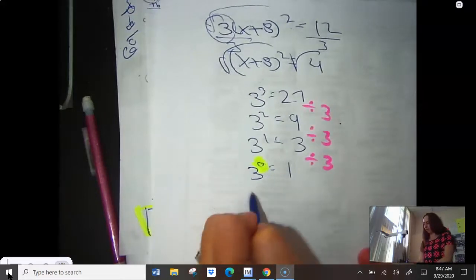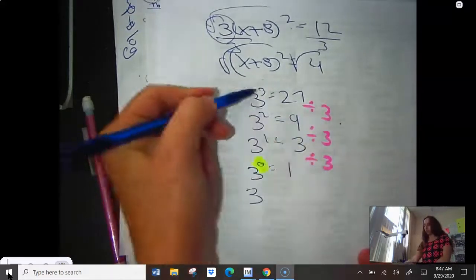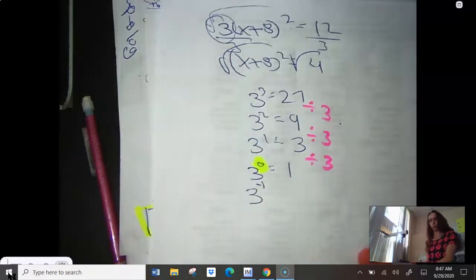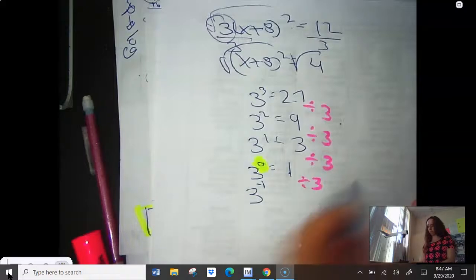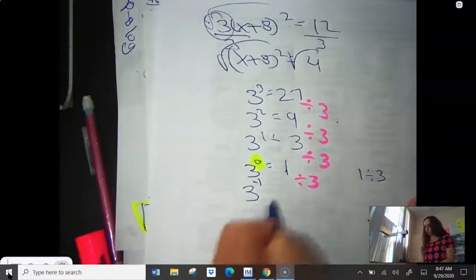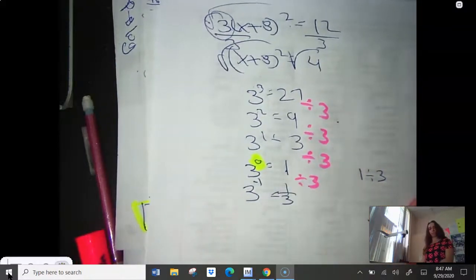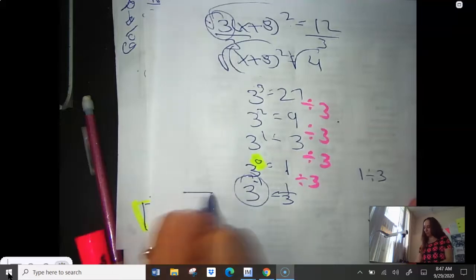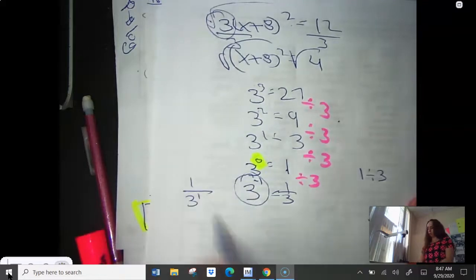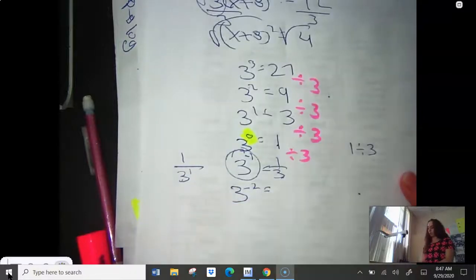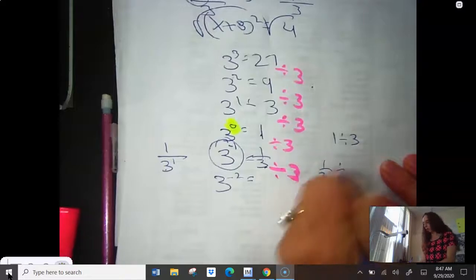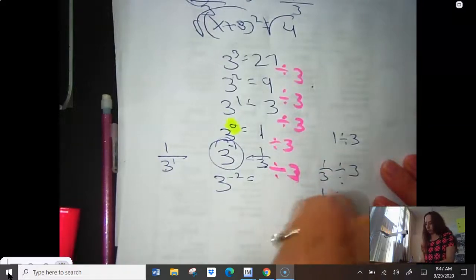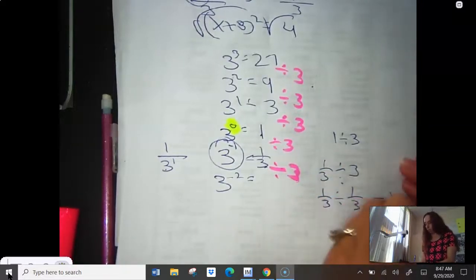And some of you go, okay, well then if I'm following the pattern 3, 2, 1, 0, negative 1, what is 1 divided by 3? 1 divided by 3 is 1/3. Now remember, when you have a negative exponent, you move it to the bottom, it turns positive. 1 over 3 to the first is 1/3. So 3 to the negative 2. That means now I'm going 1/3 divided by 3, which is 1/9.